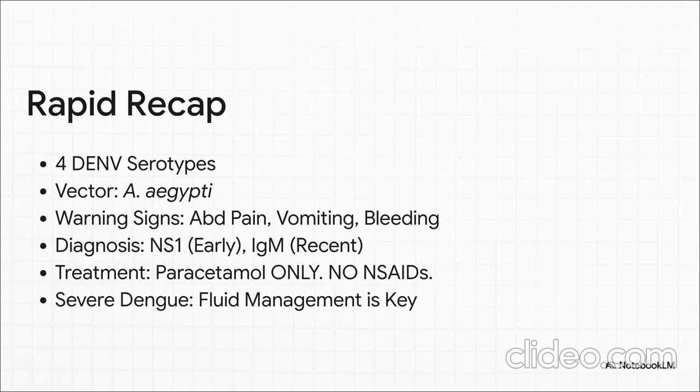Let's lock it in. 4 DENV serotypes: vector, Aedes aegypti. Warning signs: abdominal pain, vomiting, bleeding. Diagnosis: NS1 early, IgM recent. Treatment: paracetamol only, absolutely no NSAIDs. And for severe dengue, fluid management is the key to survival.